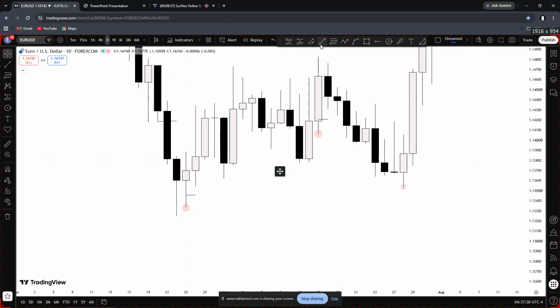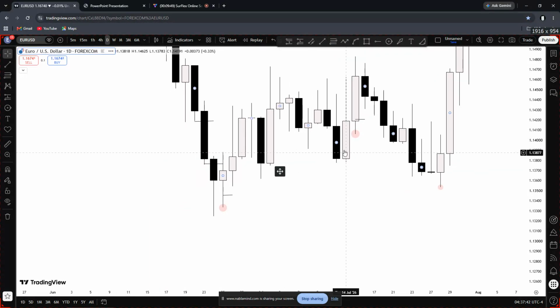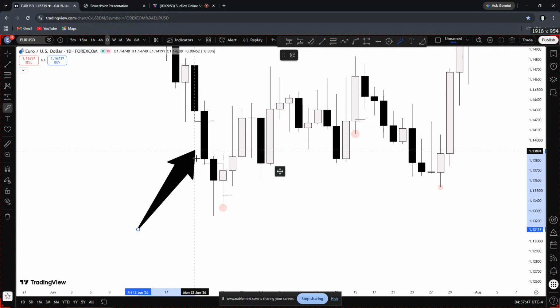Now, what are we expecting? We are expecting that the next candle is going to also break below the previous day candle. And what happened? It did exactly the way I expected. Now, looking at this candle here, this is the break below, lower prices.